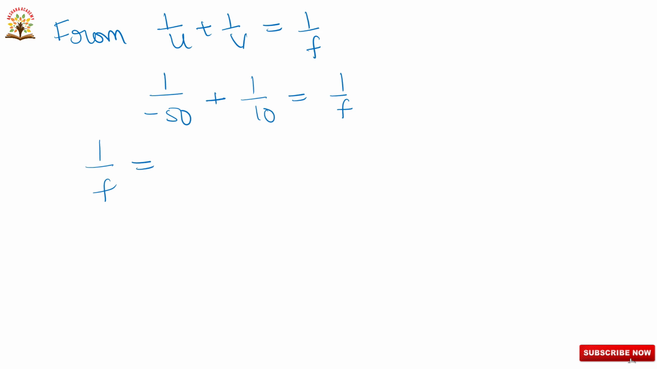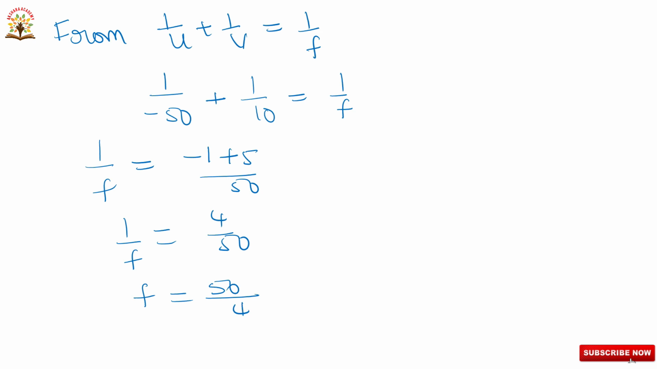From the mirror formula, 1 by u plus 1 by v is equal to 1 by f. Now substituting values, 1 by minus 50 plus 1 by 10 is equal to 1 by f. Now 1 by f is equal to minus 1 plus 5 by 50. So that is equal to 4 by 50. 1 by f is equal to 4 by 50. Then f is equal to 50 by 4.